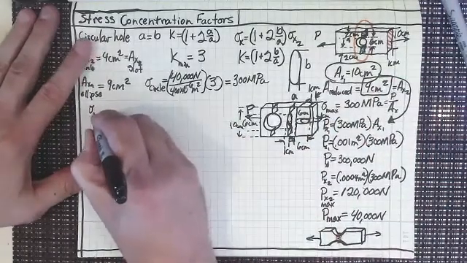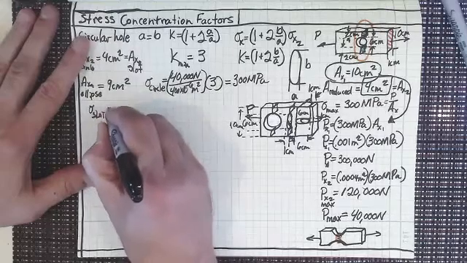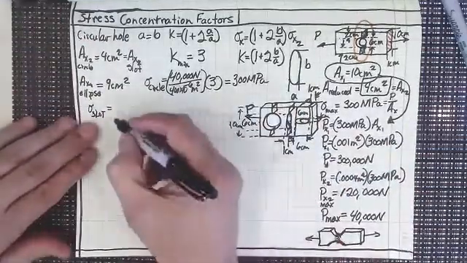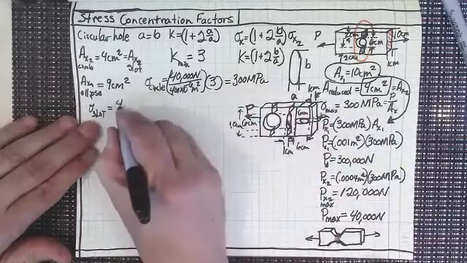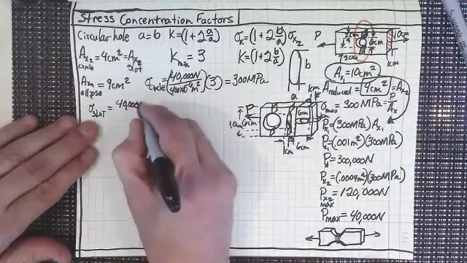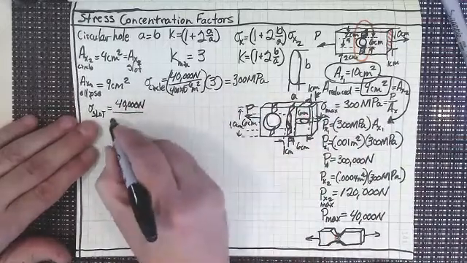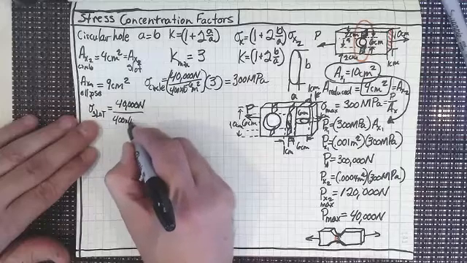So for the slot, how much stress is actually going to be on there? Well, we have the 40,000 newtons, just like we did before, over 400 times 10 to the minus 6.